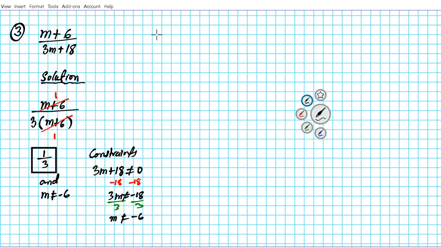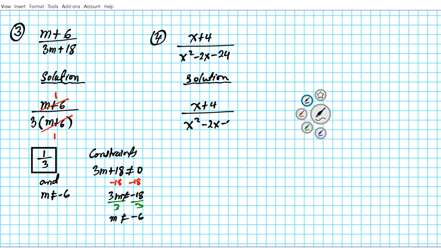All right, let's take a look at number 4. So for problem 4, what if we have x plus 4 divided by the quadratic trinomial x squared minus 2x minus 24? All right, let's do this. We're gonna fly through this one also, since we're all warmed up, ready to go through them. So the numerator, as you can see, is prime. So I'll just extract the denominator.